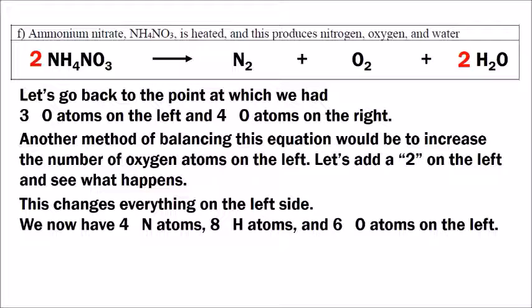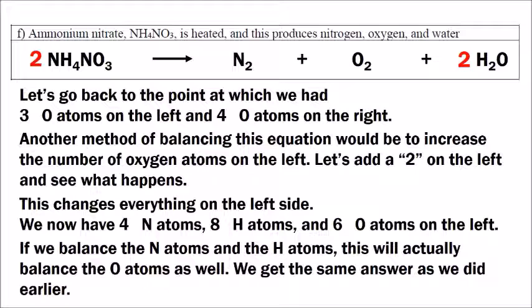So now we have 4 nitrogen atoms, 8 hydrogen atoms, and 6 oxygen atoms on the left. If we balance the nitrogen atoms with a 2, and if we balance the hydrogen atoms by changing the coefficient to a 4, this will actually balance the oxygen atoms as well. So we have a grand total of 6 oxygen atoms on the left and on the right. So we get the same answer as we did earlier.